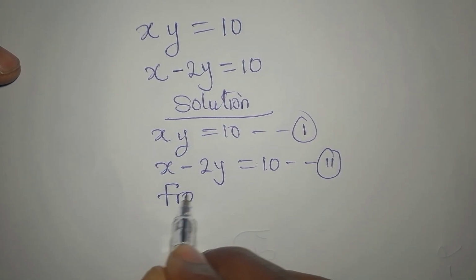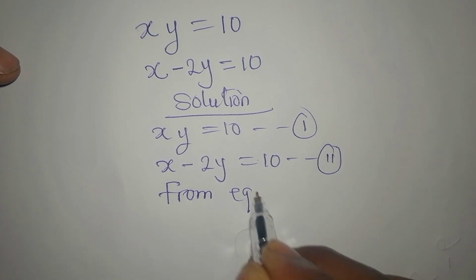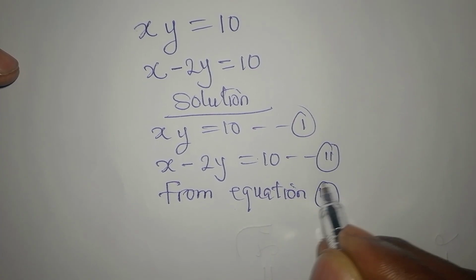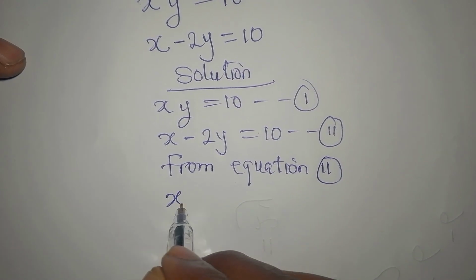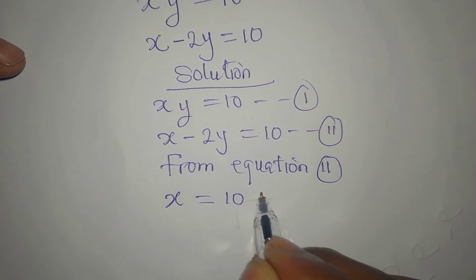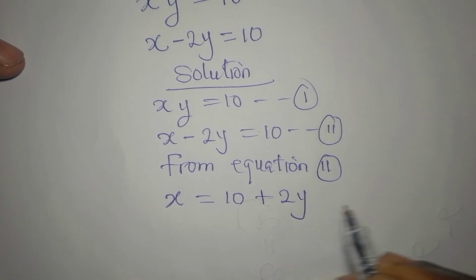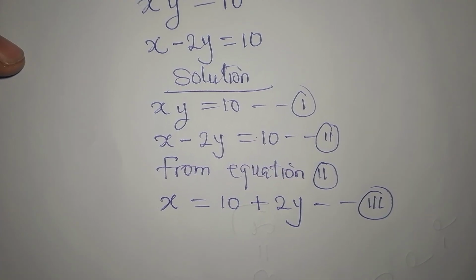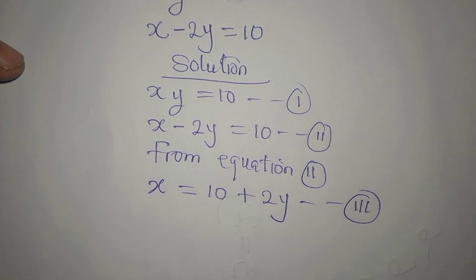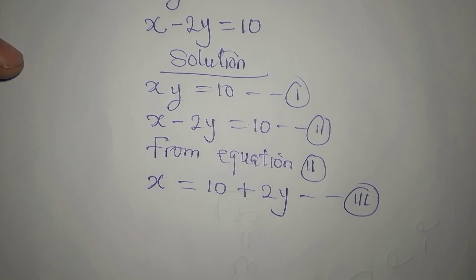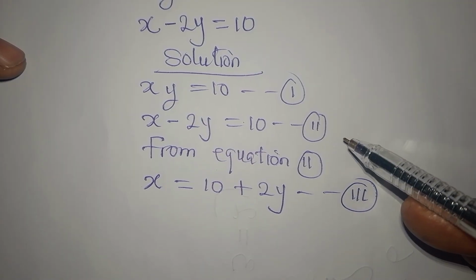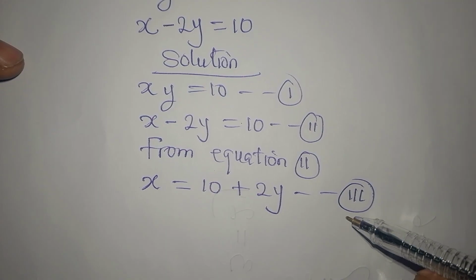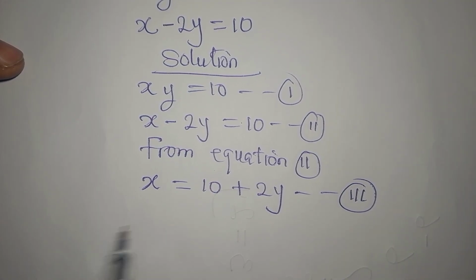Okay, so write from equation 2, we can say that x is equal to 10 plus 2y. And this is going to be our equation 3 now, right? If you must know, it is equation 2 that gave birth to equation 3. So we are going to put this equation 3 into equation 1, right?